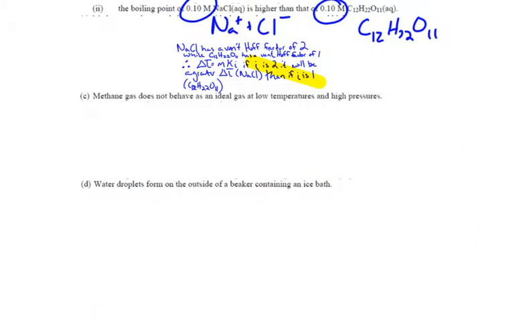Letter C is another question that delves into other units that we haven't talked about in a little while. The gas laws. It says methane does not behave like an ideal gas at low temperatures and high pressures.